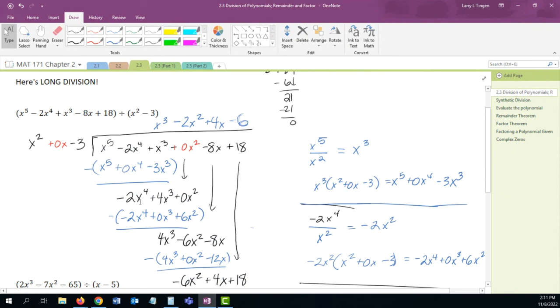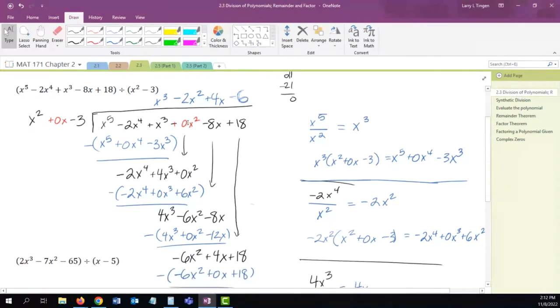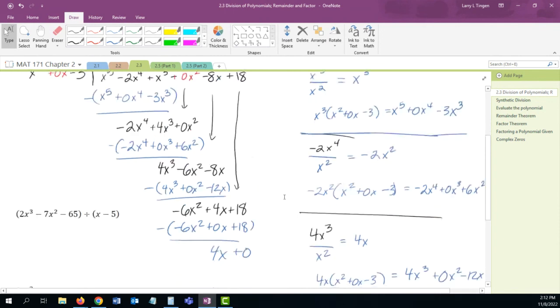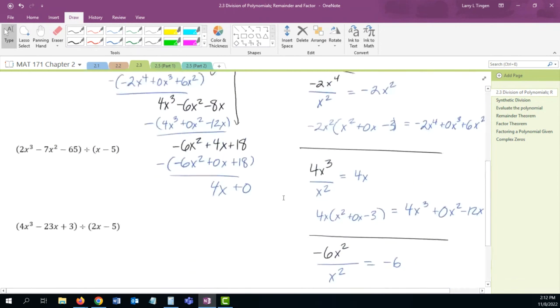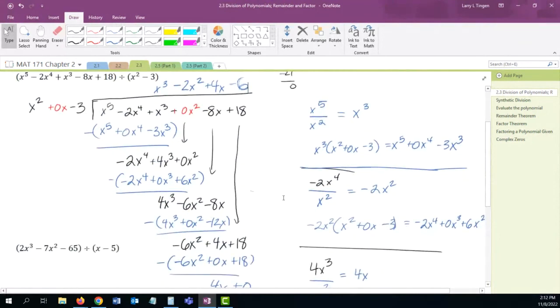So the question, as you do this more and more, you may change your mind about how to ask the question. Instead of saying negative 2x to the fourth divided by x squared gives me negative 2x squared, you may start to say, what do I multiply x squared by to get negative 2x to the fourth? And that will give you the same answer. It's just a matter of, I can't write that down as easily. I can write it down when I just have leading terms. All right. So keep it going. Take a shot at these.